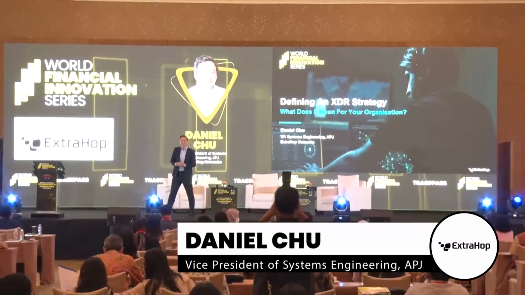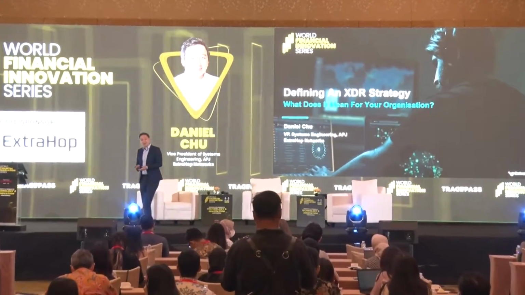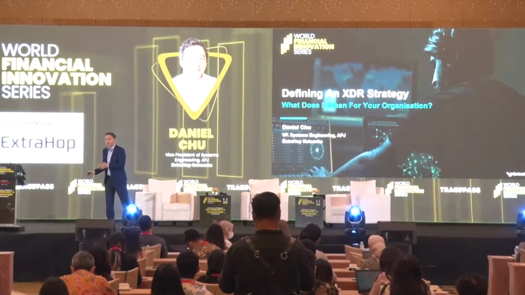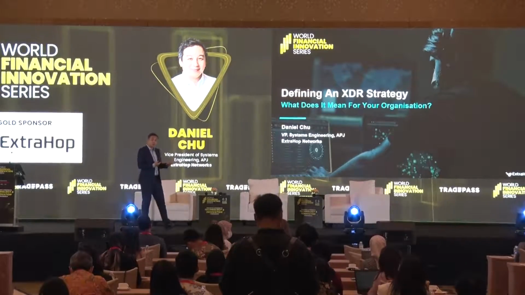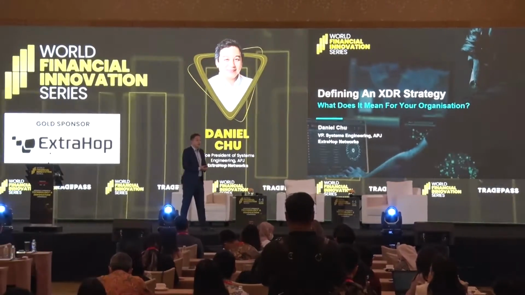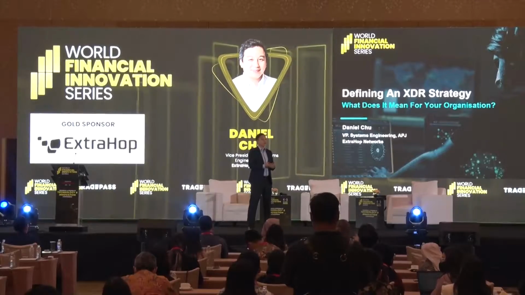So some context. I work for a company called ExtraHop. We're a cybersecurity company that focuses on what we call network detection and response. So it's basically using machine learning to detect any sort of suspicious and anomalous behaviors going on in the enterprise network.